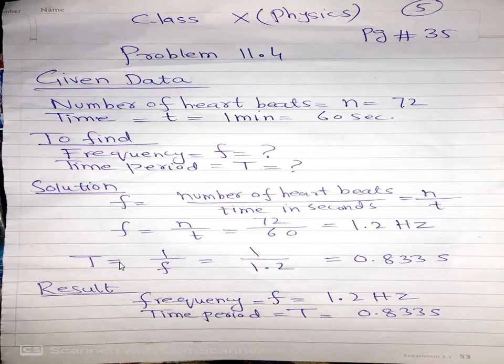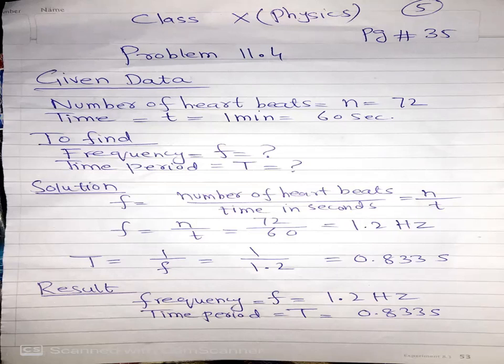Now for our time period, you know the relation between time period and frequency. There is an inverse relation between time period and frequency. We have discussed this formula in our previous chapter number 10. Time period is equal to 1 over f. If we have more frequency, time period will be less. If we have less frequency, time period will be more. Inversely proportional means if one thing increases, the other will decrease, and if one thing decreases, the other will increase.